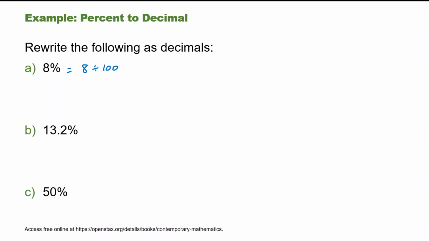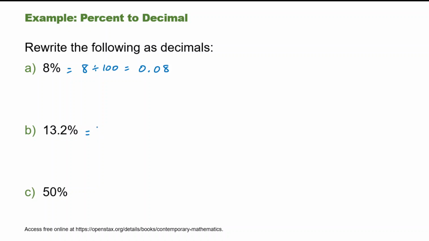We would just write it as a fraction. But if we take 8 divided by 100, put that in a calculator of some sort, we would find this is equal to 0.08. And so 8% is equal to 0.08 as a decimal. Part B, 13.2%.